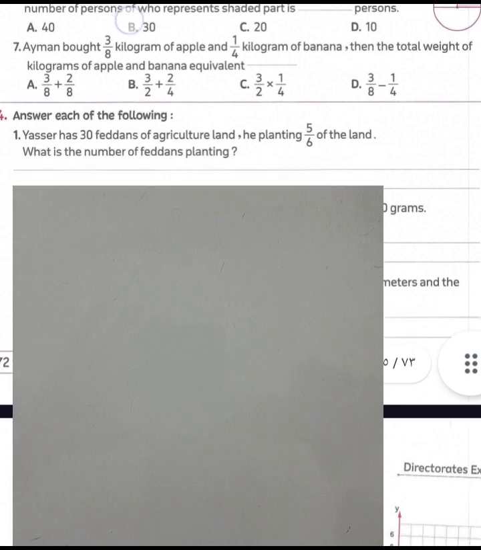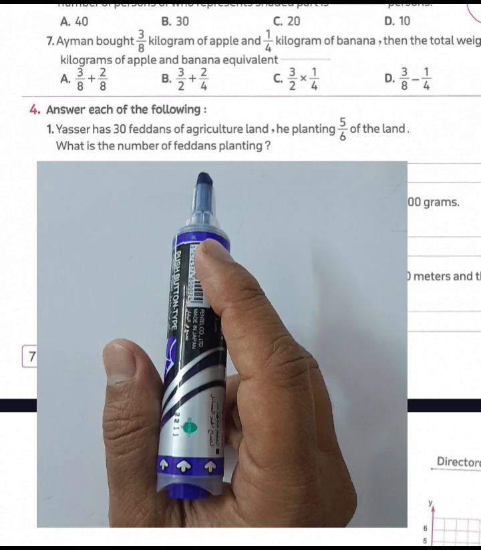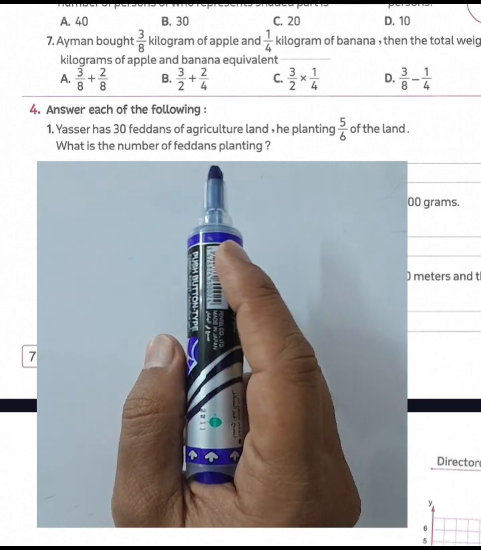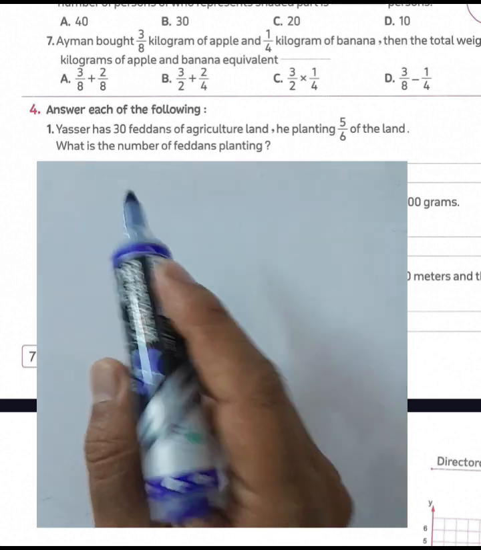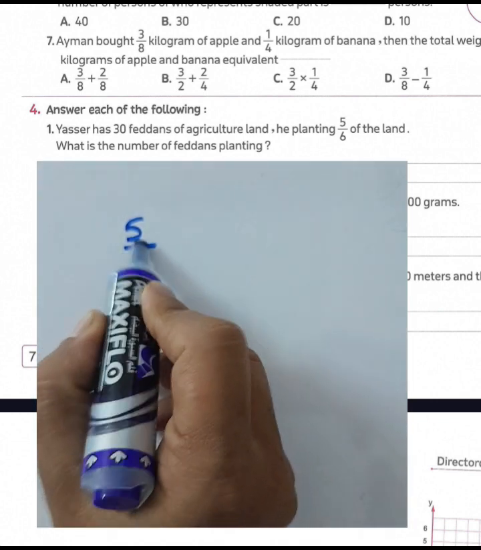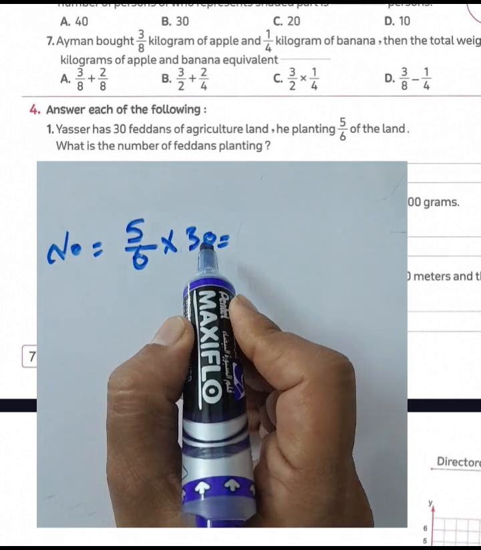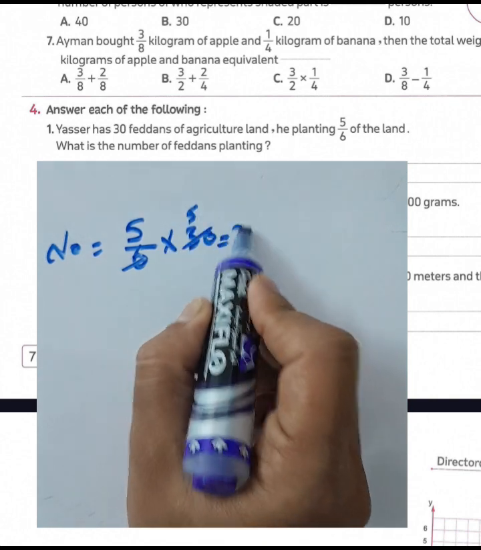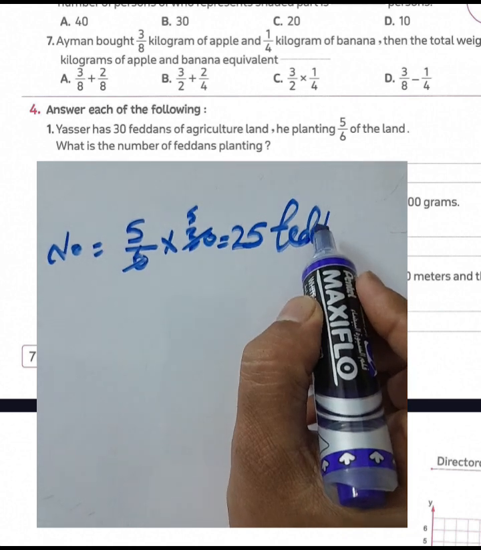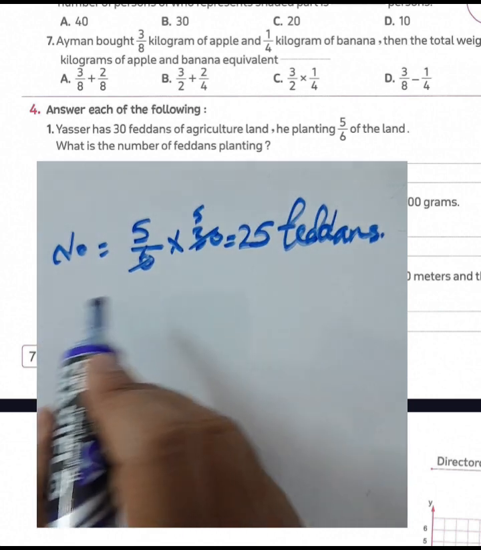Okay, next question, number 4. Yasser has 30 faddans of agricultural land. He plants 5/6 of the land. What is the number of faddans planted? We can write 5 over 6 product by 30, because the number of faddans will be 5 over 6 of the total number 30. 30 divided by 6 equals 5, 5 times 5 equals 25, then the result will be 25 faddans. Okay, it was question number 1. The result will be 25 faddans.